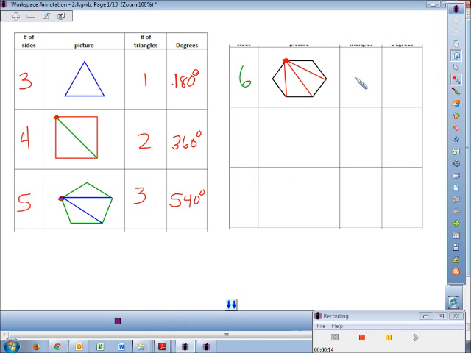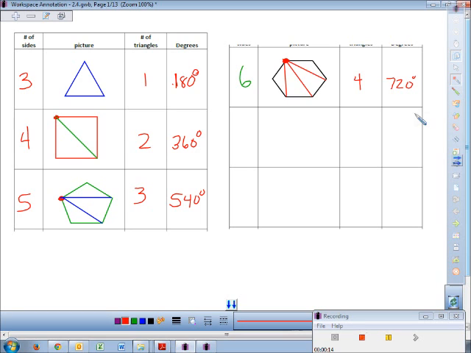4 triangles at 180 degrees apiece. Correct? Total of 720 degrees. And we could keep going and going, but it's time to look at our experiment and see if we can figure out a pattern. Because couldn't we just keep going to 7 sides, 8 sides, 9 sides, 10, 11, 12, 13 sides, and we go on forever? Let's see if we can find a pattern.